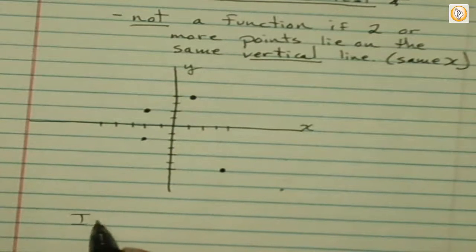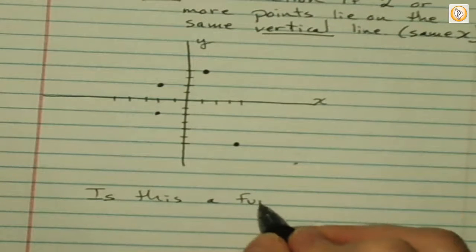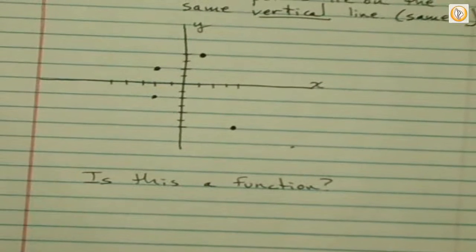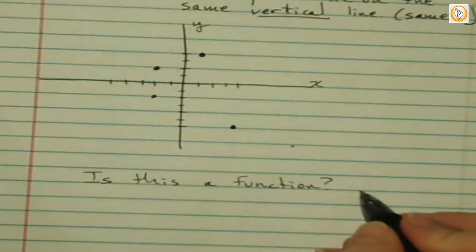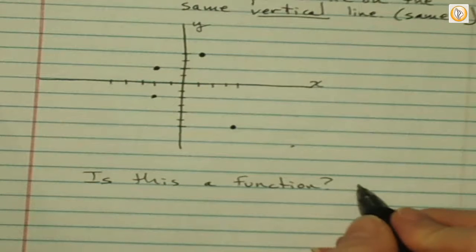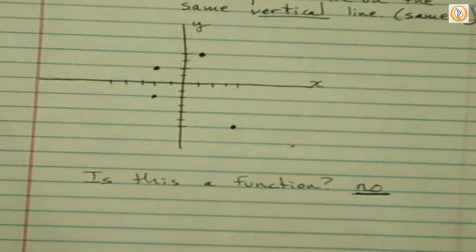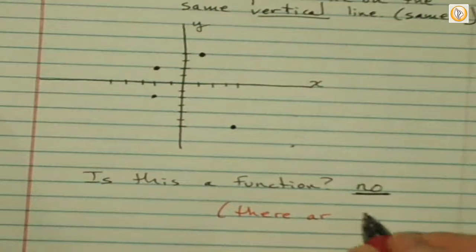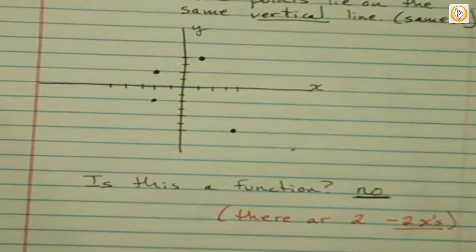Is this a function? Taylor, raise your hand. Well, you had your hand up. So, do you think it's a function? No. Tell me why. Because two of the dots are on the same x. Perfect. He's correct. Negative 2. No, it is not. There are two negative 2 x's. Let me show you.